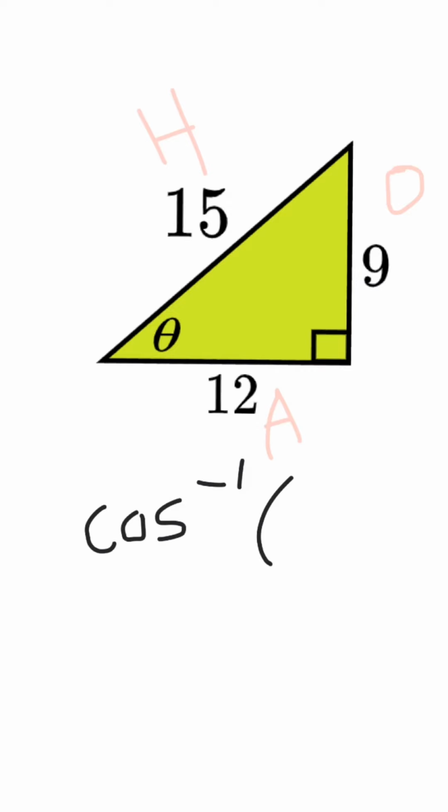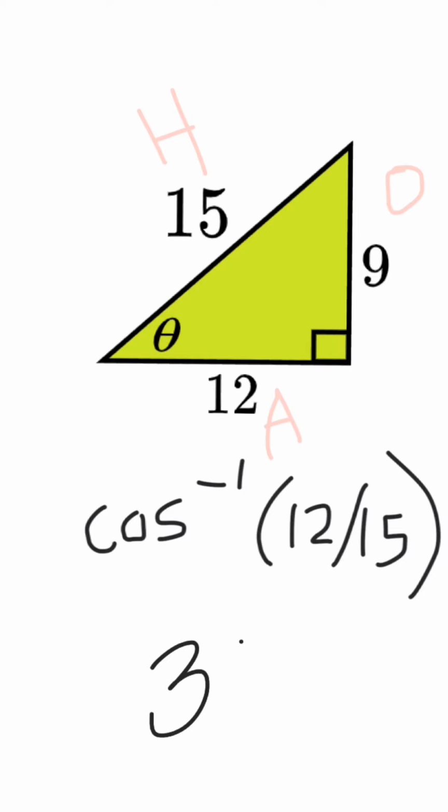So if I hit second cosine on my TI-84 graphing calculator, I'll pull up the inverse cosine function, and then in the parentheses, I could just put the adjacent leg, which is 12, divided by the hypotenuse, which is 15. And when I press enter, I get back the measure of the angle at theta, which is 36.9 degrees.